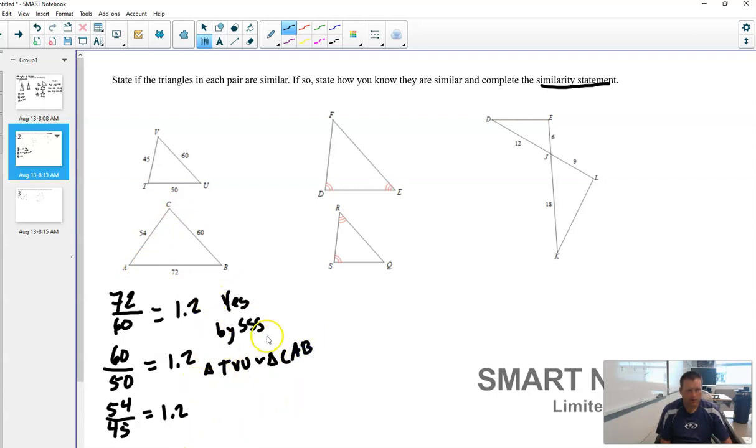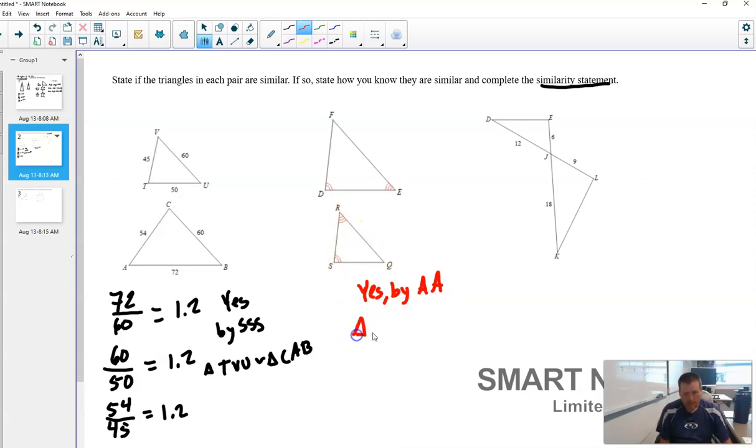There's my similarity statement. Okay, let's do a couple more of these. So if I look at this next group, it has no sides. I'm being given angles here. And so I have D, which is the same as S, and then I have E is the same as R because of the 3 lines here. So I know this is similar. So this would be yes. And again, by angle, because they're both the same.